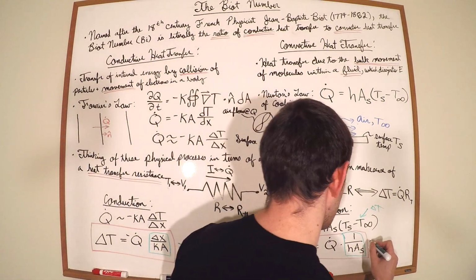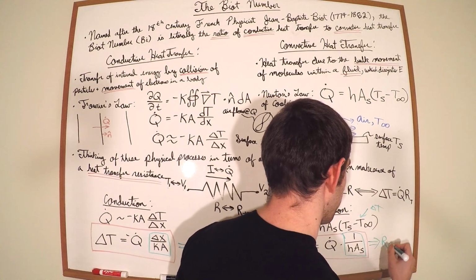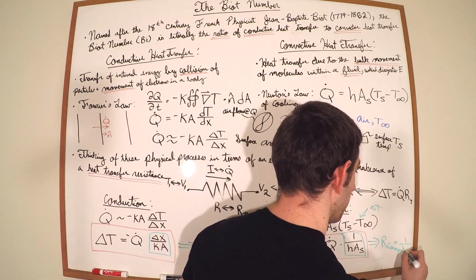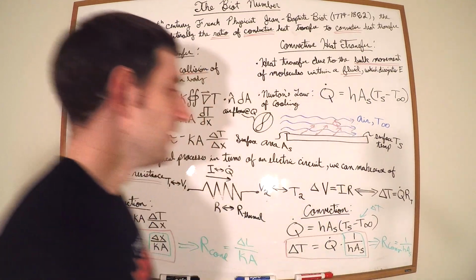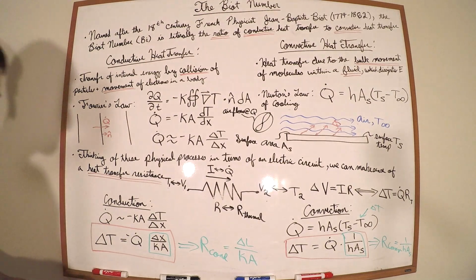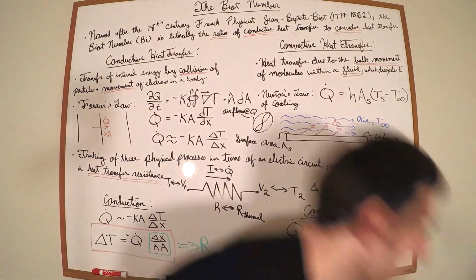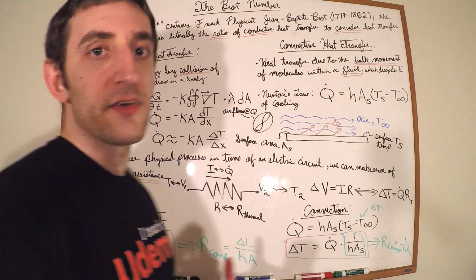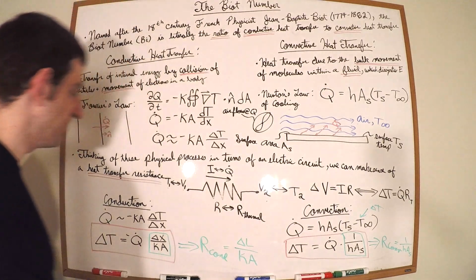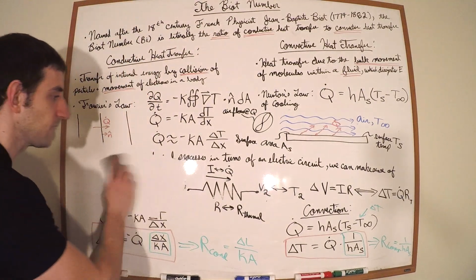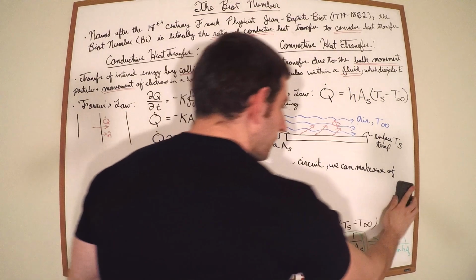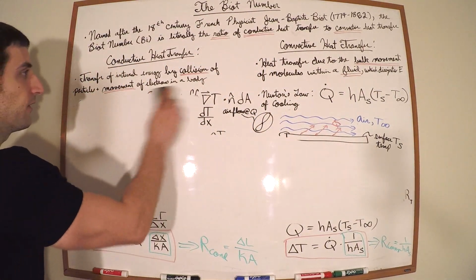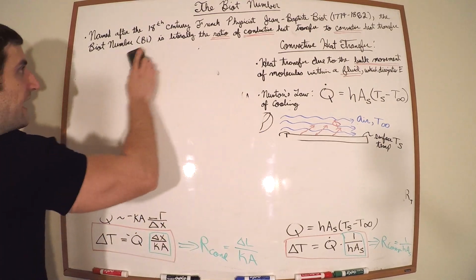We can say from this that the convective resistance is just 1 over hA. Okay? So we're pretty much there. What we need to do now is take the resistance to heat transfer and form some kind of ratio or relationship to come up with our Biot number. So that's what we're going to do. I'm going to erase the board really quickly here, and then we're going to jump into that.